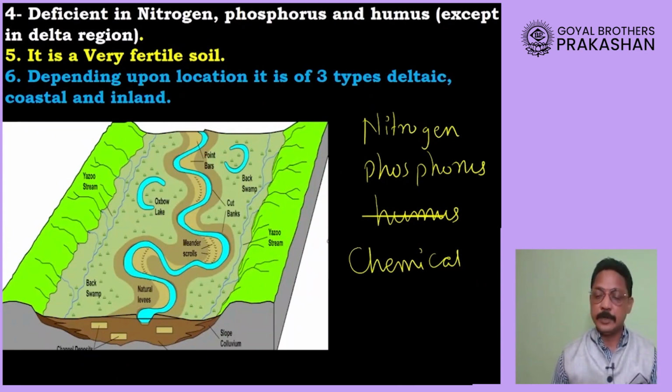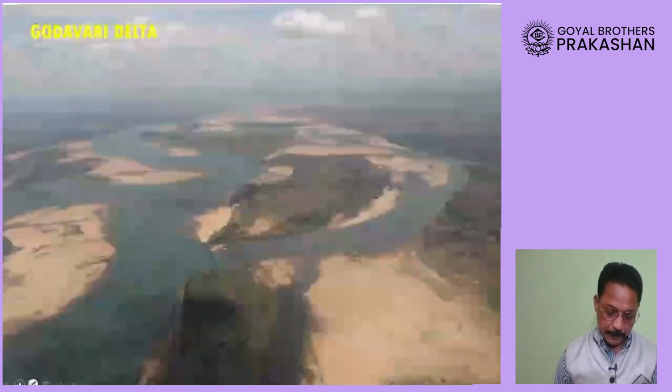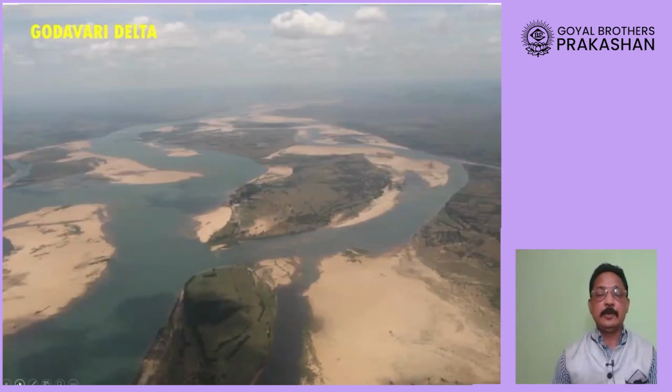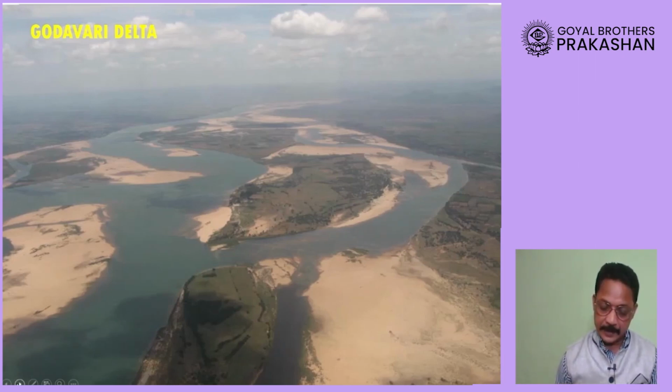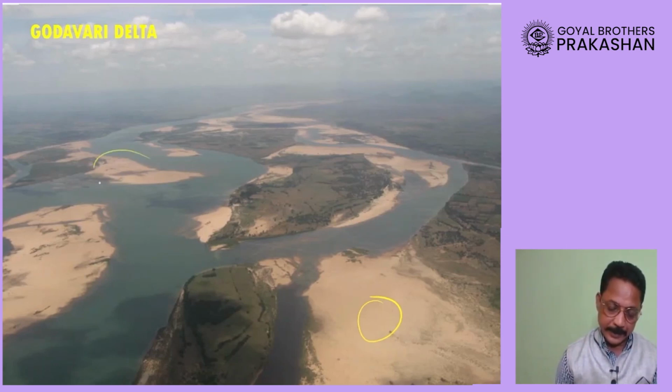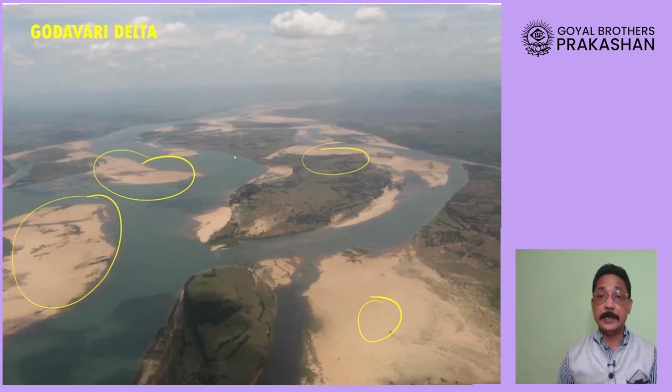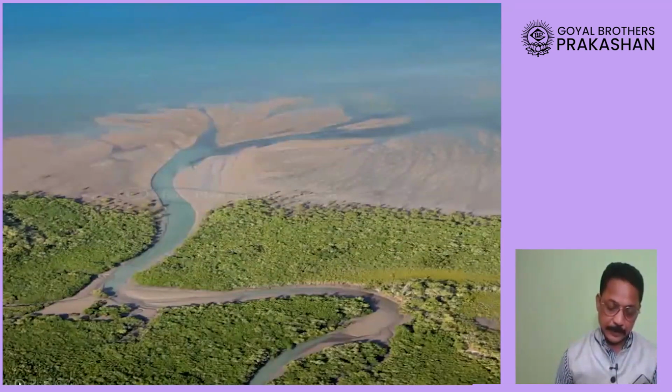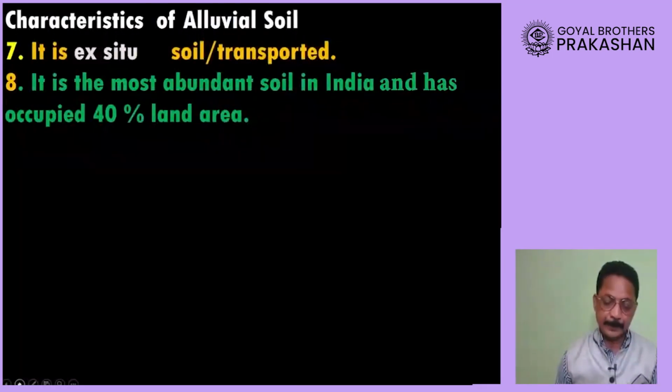Okay, we have already seen that depending on the location, this soil is of 3 types. Now look at this actual formation of the deltaic soil. You will find it here. This is a delta of river Godavari in South India, and it has formed a big delta. And the soil, dear student, that you are seeing here, as well as here, as well as here, this is deltaic alluvial soil. Then this is another deltaic alluvial soil.